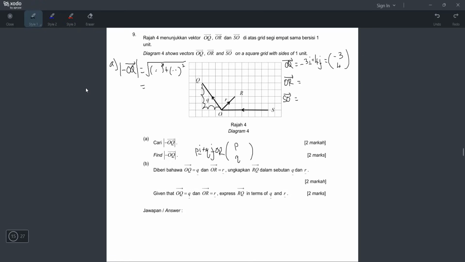And then why the 4 positive? Because go up, right? Okay, what about OR? 2i plus 2j, this one, right? Positive, because it goes to the right and up. And if you write in column vector form, it's 2, 2 like this, right?